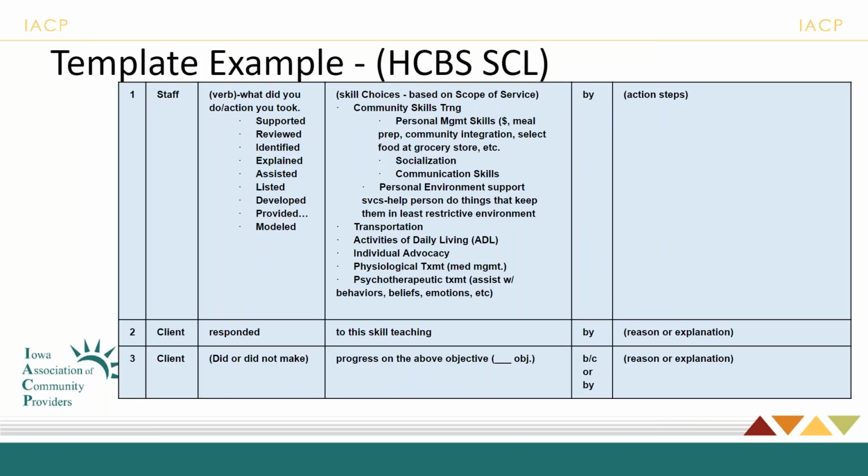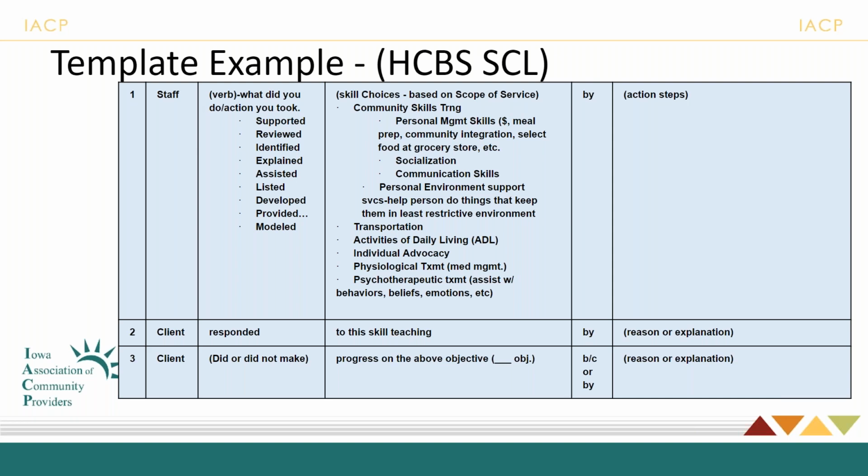And then I think this is really an incredibly good resource. Again, my colleague April put this together. It's just a template, an example. It gives people the sentence structure of what good documentation would look like. It starts with staff and then a verb: what did you do, the action you took. Then you go to your common terminology: supported, reviewed, explained, assisted, developed, provided, modeled, whatever you did, which also hopefully is in your action steps and teaching procedures of your objective. And then the skill.